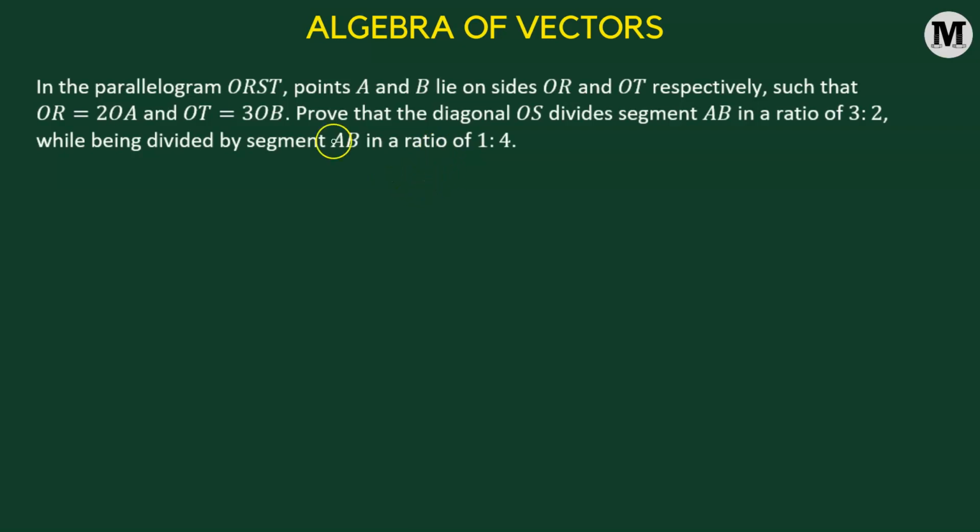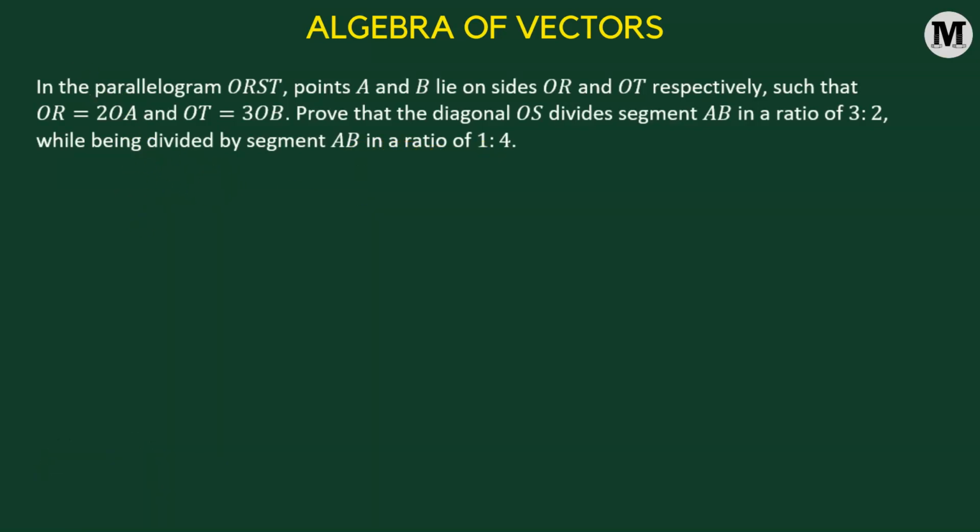In the parallelogram ORST, points A and B lie on the sides OR and OT respectively, such that OR equals 2 times OA and OT equals 3 times OB. Prove that the diagonal OS divides the segment AB in a ratio of 3:2, while being divided by segment AB in a ratio of 1:4.